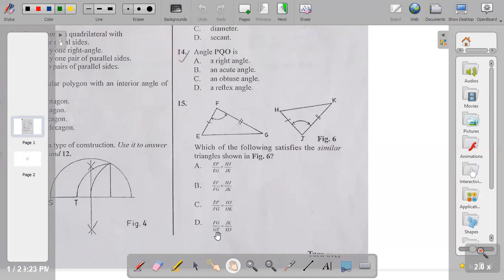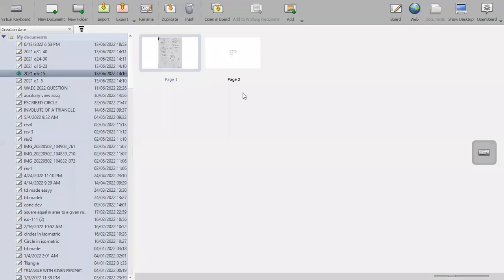So the last option says FG equals JK, okay? GE equals HJ. No, GE is not equal to HJ. So the answer to question 15 is B. Let's move on to question 16.